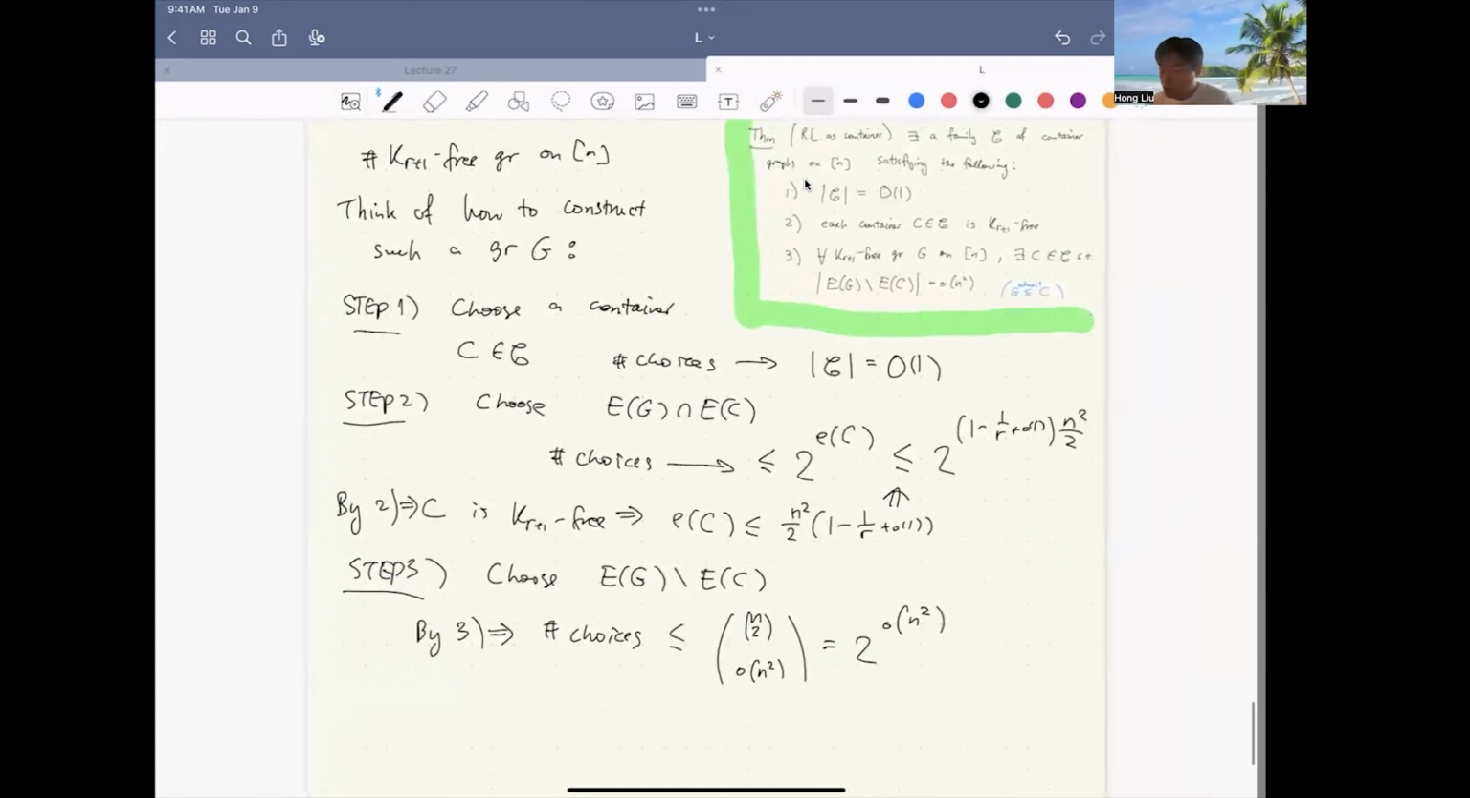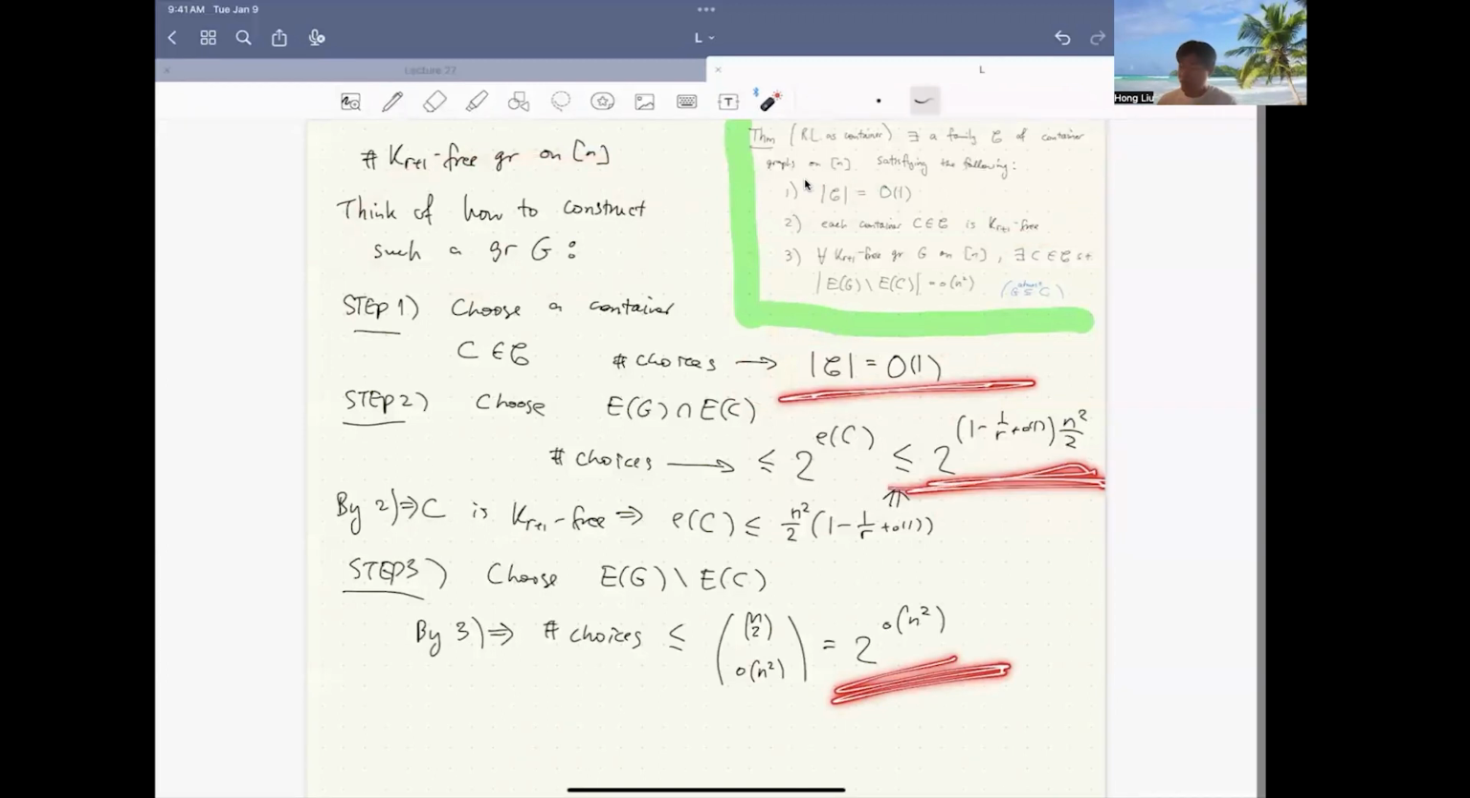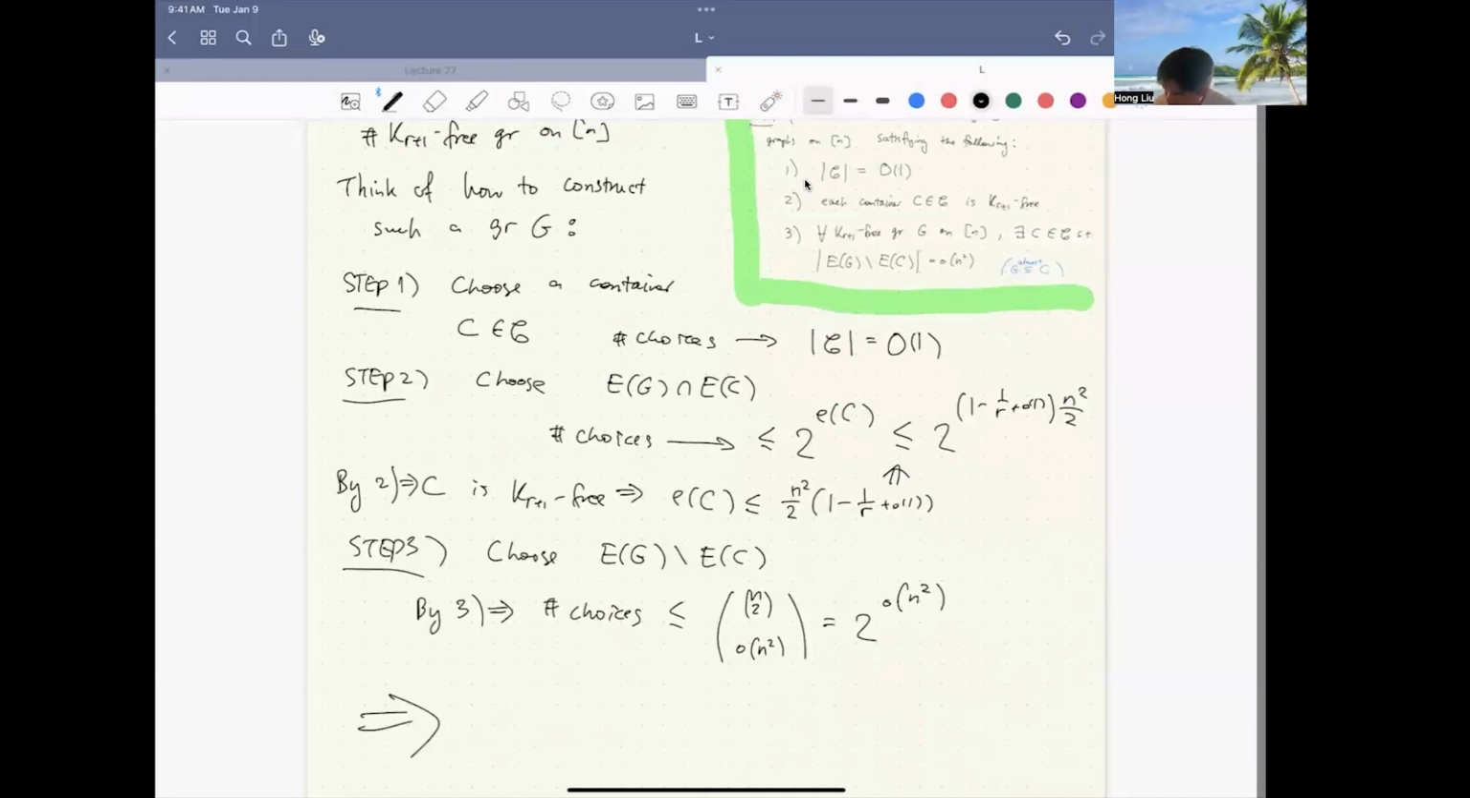And that will give us all possible K_{r+1}-free graphs on n because of this theorem. Because we know every K_{r+1}-free graph on n is almost contained inside some K_{r+1}-free container, and the number of containers is bounded in size. So multiply all these numbers of choices together on each step, we get an upper bound. If you multiply them together, constant, main term, lower order term, all together, we get this number as desired bound.